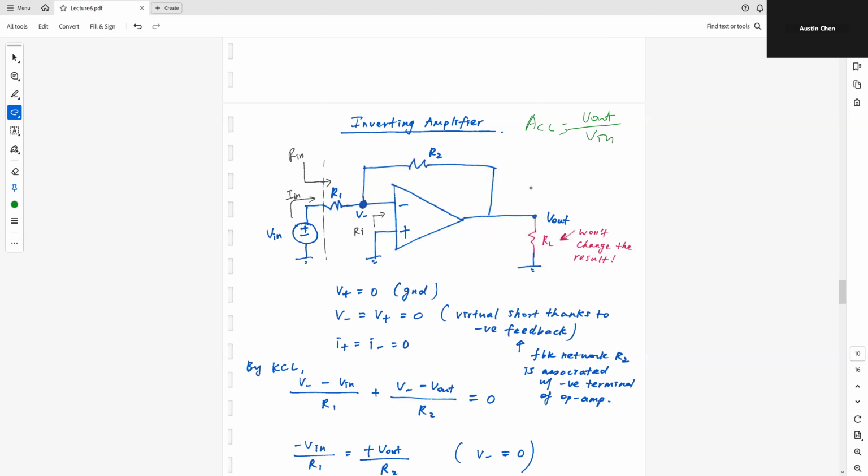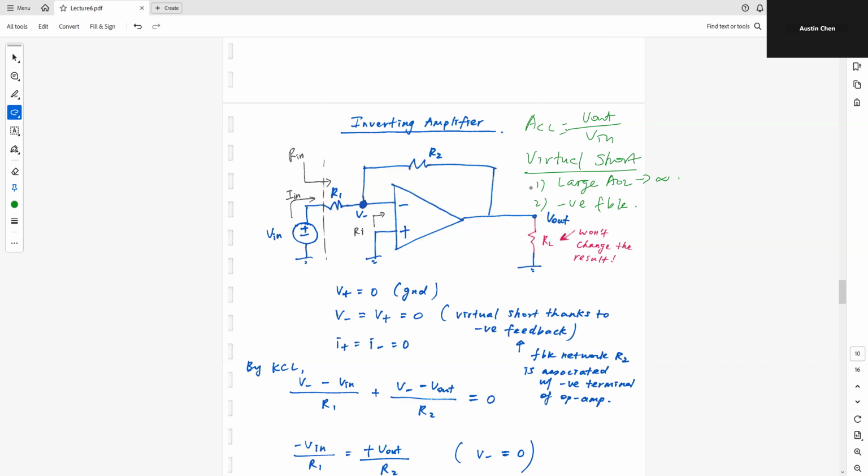Well, we have two conditions that we need to satisfy. The first one is we need to have large AOL. So let me just write it down here again. So virtual short. Number one, number two. Number one is you need to have large AOL, going to infinity. And then the second condition is you need to have negative feedback.